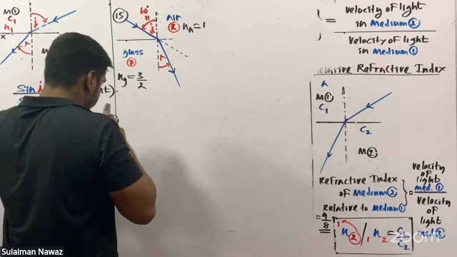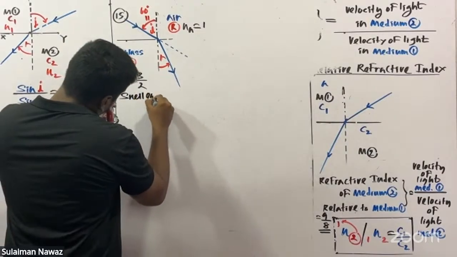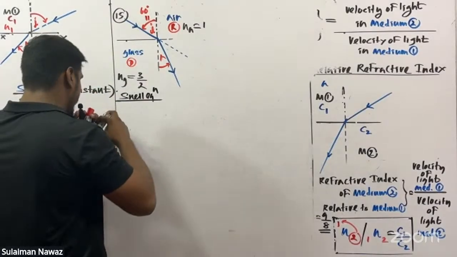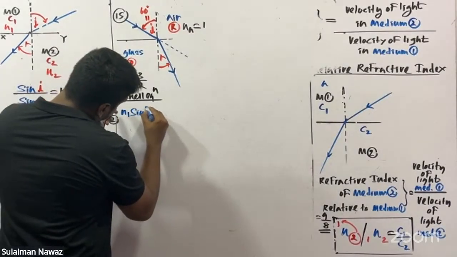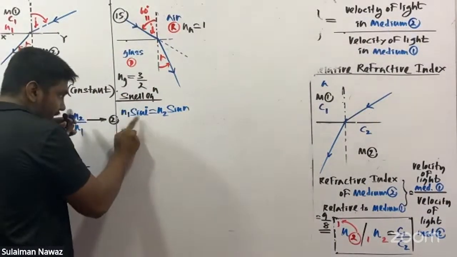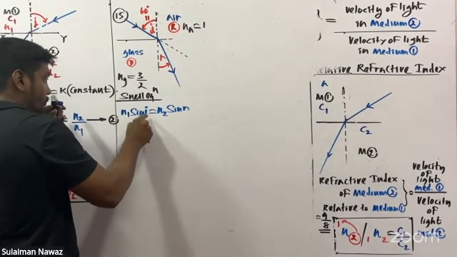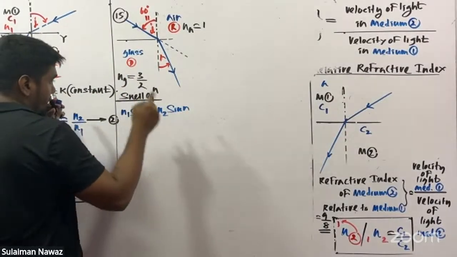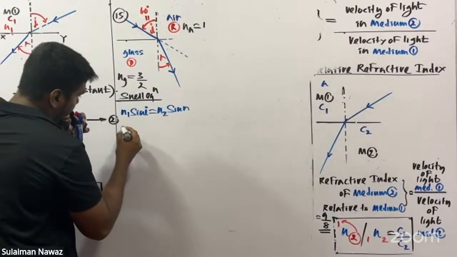Snell law. We apply Snell law, the Snell equation. N1 sin I must be equal to N2 sin R. Here N1 and I: medium 1 absolute refractive index into medium 1 incident angle. N2 means medium 2 absolute refractive index, and R is the refracted angle. N1 is air. Absolute refractive index of air is 1.